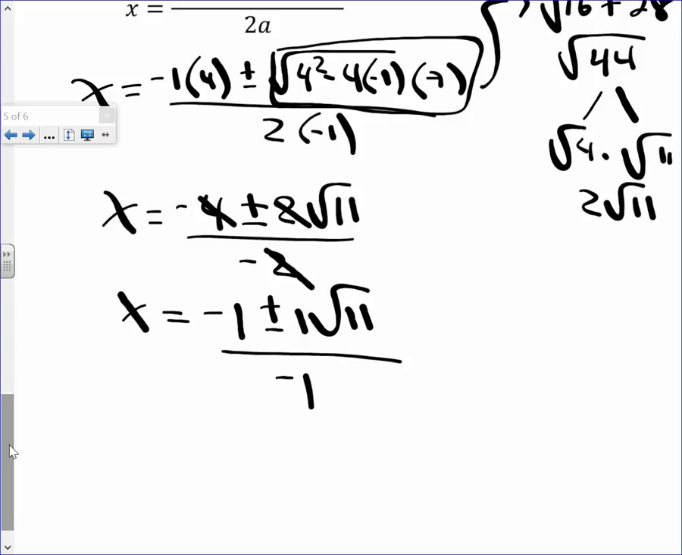But if they want an approximate answer, you're going to have to type all that in, which we're going to do because we're graphing. You won't see graphing tomorrow. But we're graphing right now, so I'm going to type all this in. -1 plus rad 11 divided by -1, and -1 minus rad 11 divided by -1. We're going to figure out where it crosses the x-axis. So these would be exact answers. Exact roots.